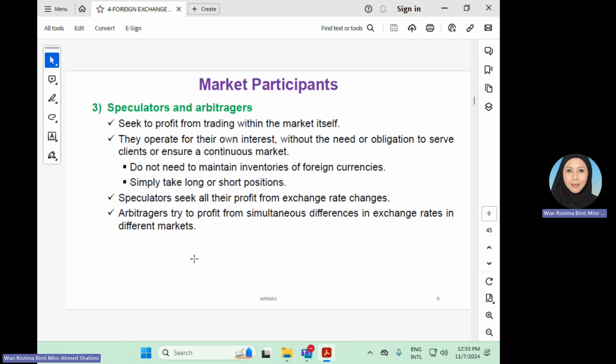However, arbitrageurs try to profit simultaneously, on the spot, from differences in the exchange rate in different markets. For example, at the same time, I buy at this price, and after I convert directly, I sell in another market at a different price. So the difference is my profit, meaning simultaneously, on the spot, at the same time.